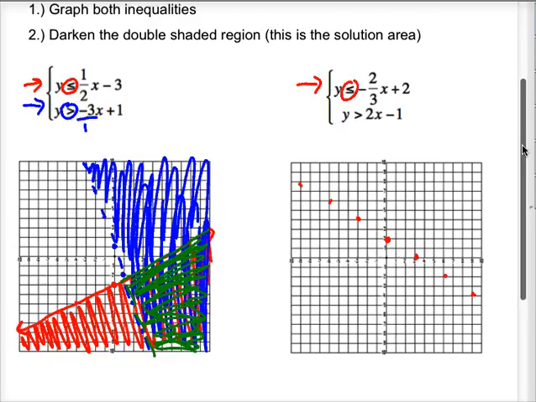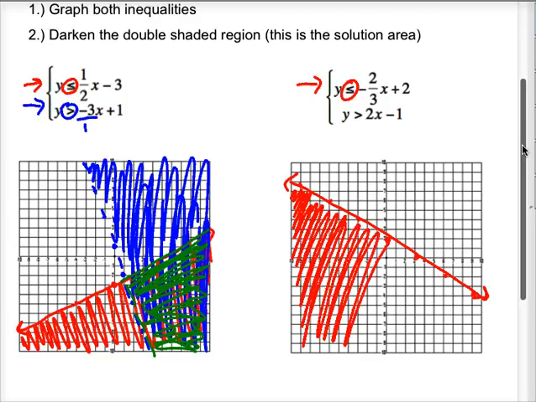And I look at my inequality sign, less than or equal to. The or equal to means that I have a solid line. The fact it is less than or equal to means I shade underneath my line. So I shade everywhere down here.